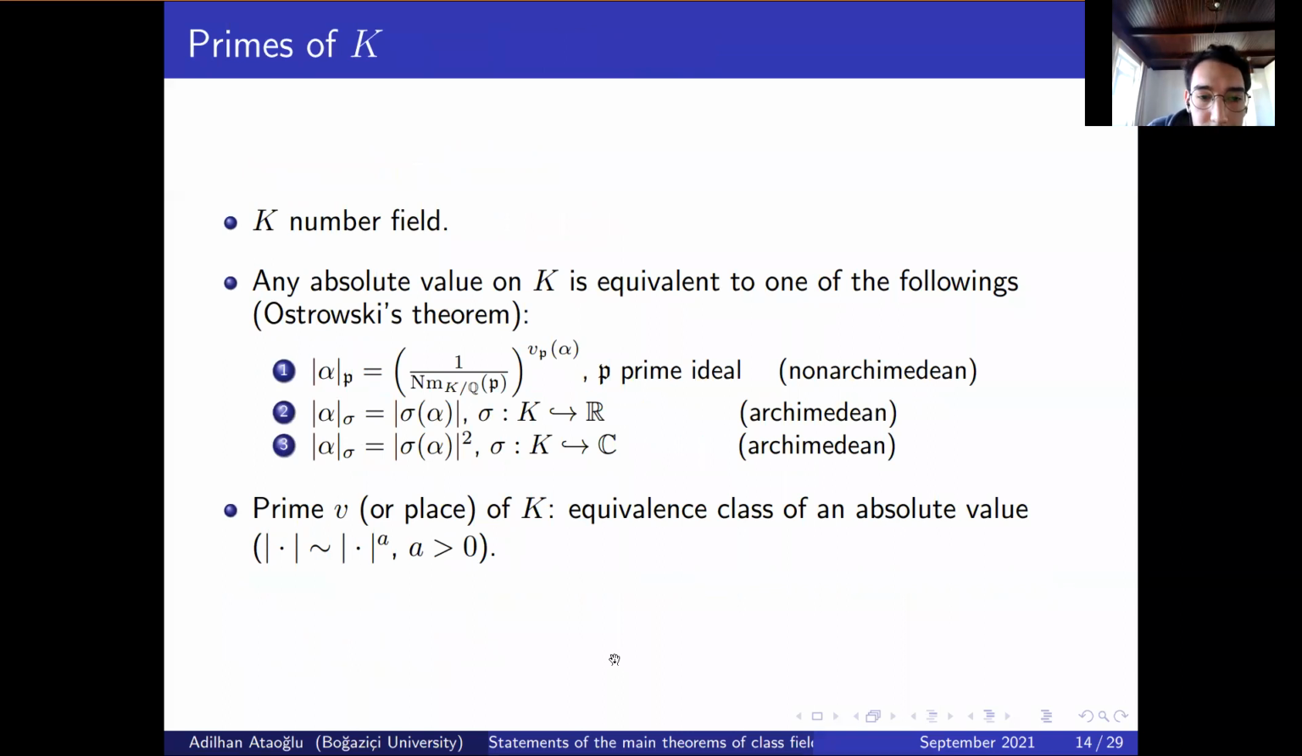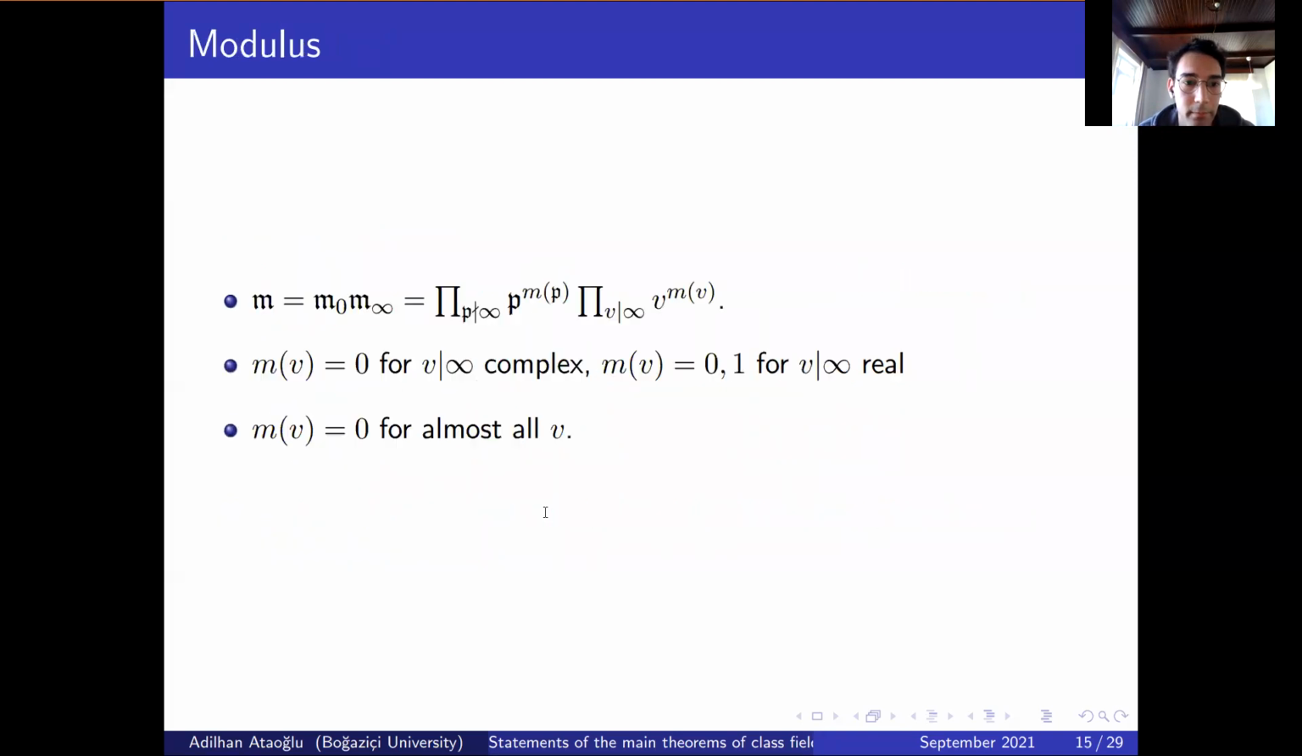And now we introduce another notion from algebraic number theory. Let K be a number field. Then there is a strong relation between the prime ideals of K and the absolute values on K. Ostrowski's theorem says that any absolute value comes from either prime ideals of K, or from real embeddings, or from the pairs of complex embeddings. And thus we know all of the completions of K. We call an equivalence class of an absolute value a prime of K or a place of K.